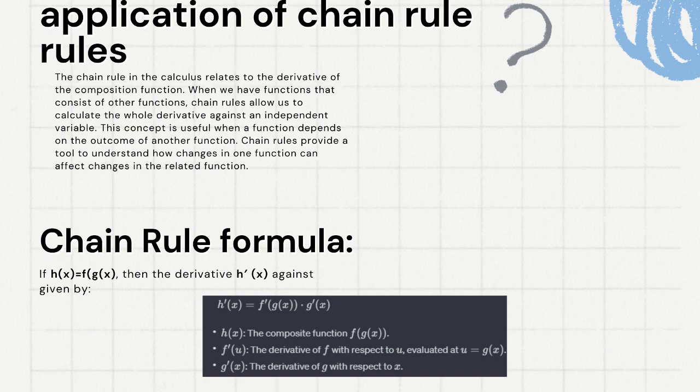This is the chain rule formula. If h equals f(g(x)), then the derivative h'(x) is given by h'(x) equals f'(g(x)) times g'(x). h(x) is the composite function f(g(x)). f'(x) is the derivative of f with respect to x evaluated at x equals g(x). g'(x) is the derivative of g with respect to x.